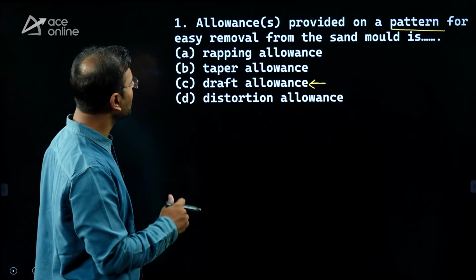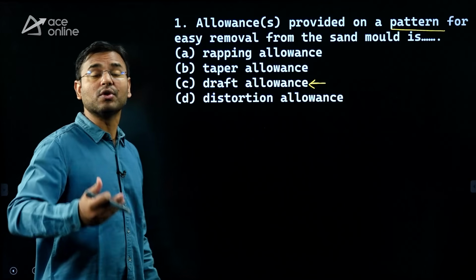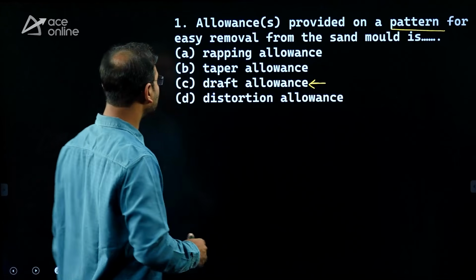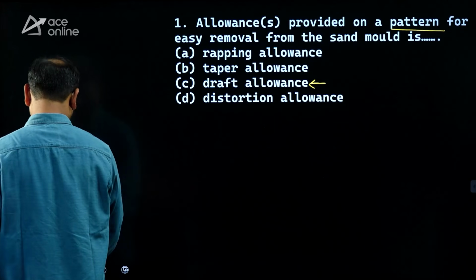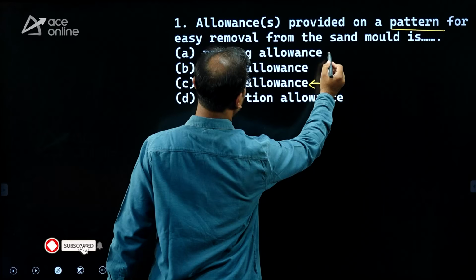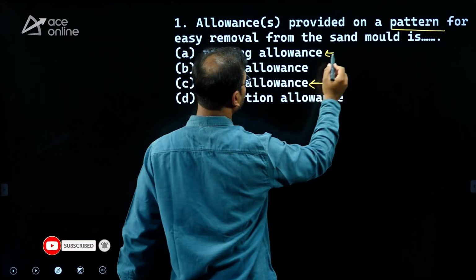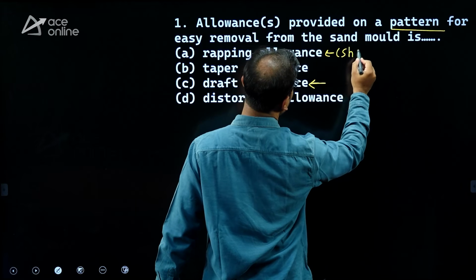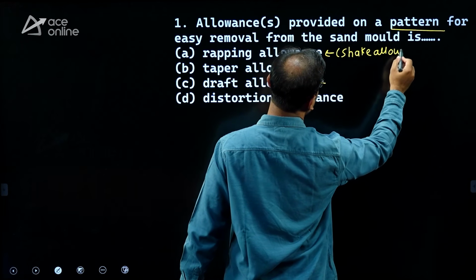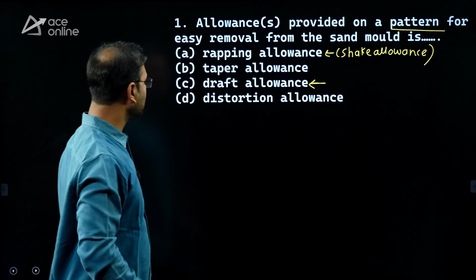What is the question here? Allowance provided on the pattern for easy removal from the sand mold. We have to remove the pattern from the sand mold, then the shake allowance is there. And guys, the shake allowance is also known as wrapping allowance. I am writing here, this is the shake allowance. This is one answer. The second answer is draft allowance.